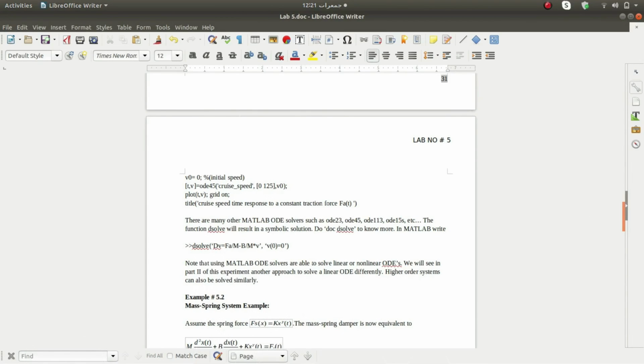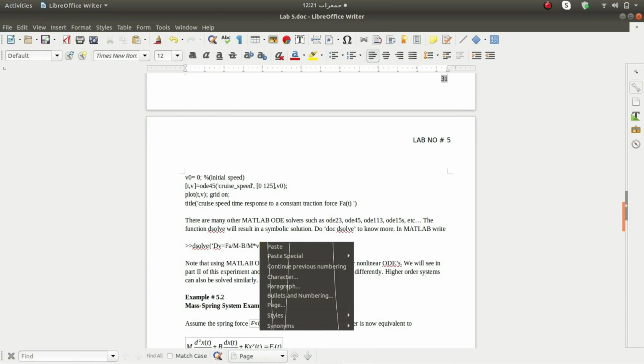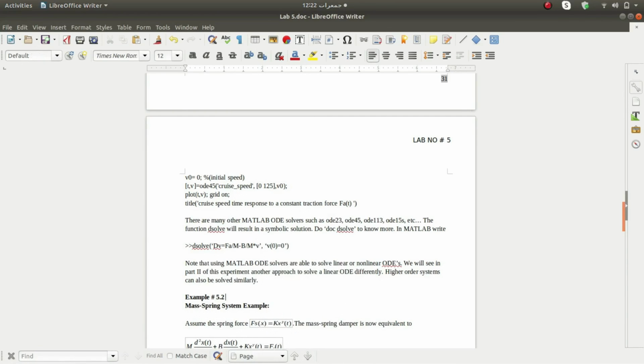Dsolve is another command. It will also show you the result of this equation, but the difference between dsolve and ODE45 we will discuss. But here remember we are using two functions. One is ODE45 and the second one is dsolve to solve this particular equation.